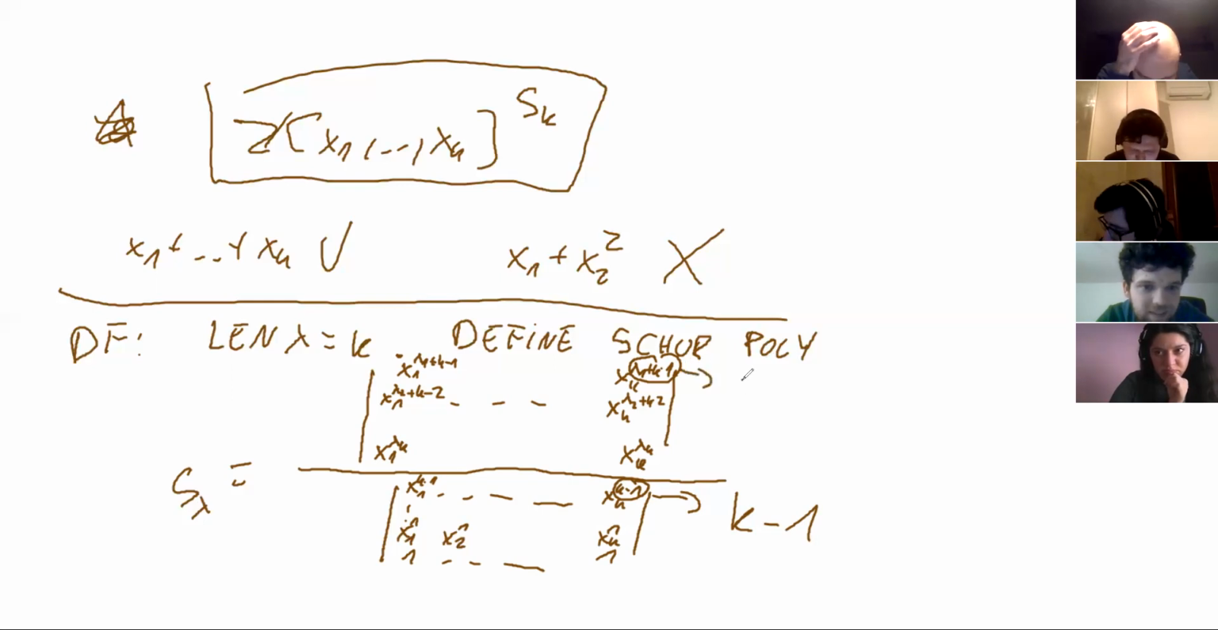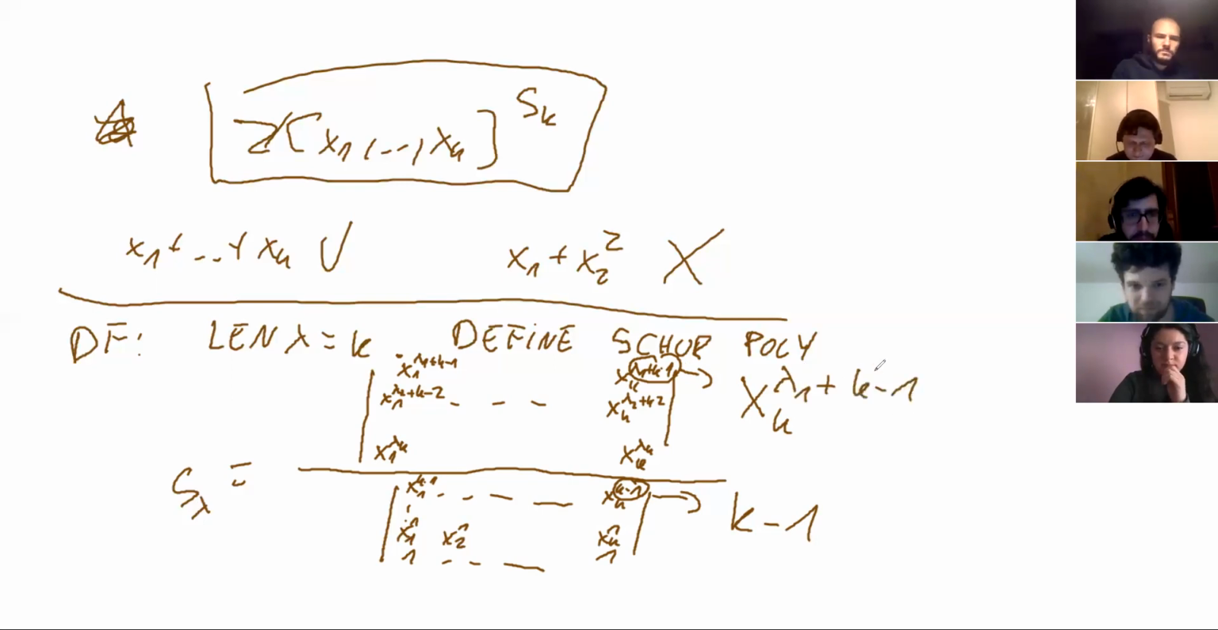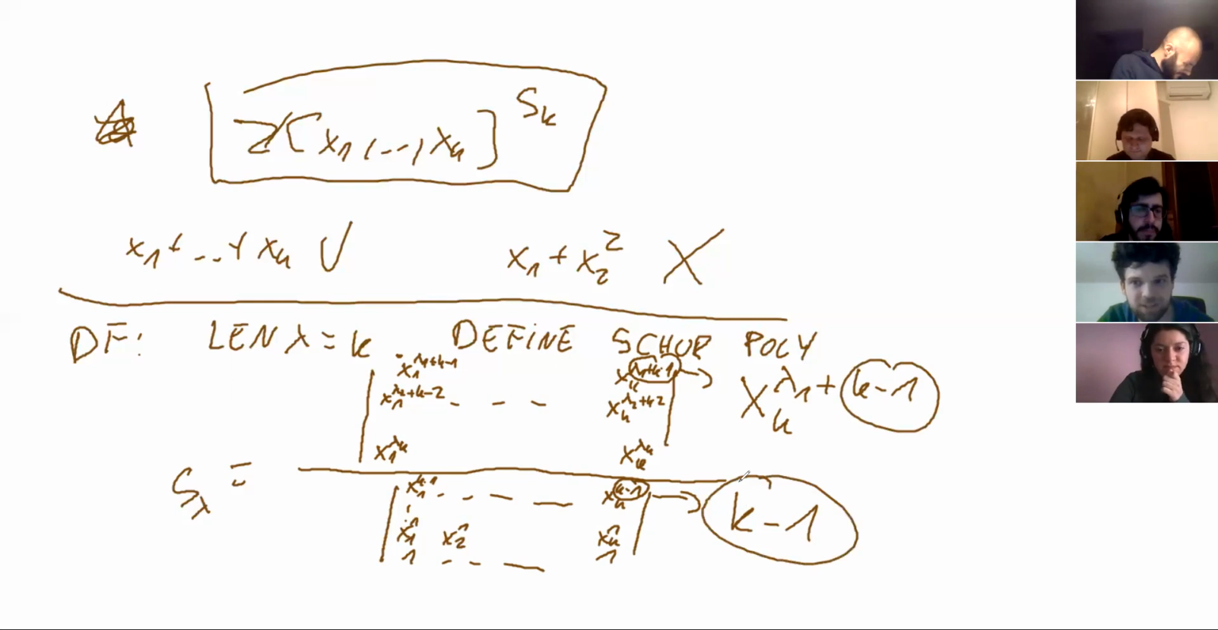So here, what we are getting is xk to the lambda 1 plus k minus 1. And this k minus 1 is this k minus 1. Okay. So note that these exponents are precisely the ones from the delta of lambda. Exactly. So they are made so that the rows don't become equal, because then the determinant would be 0.